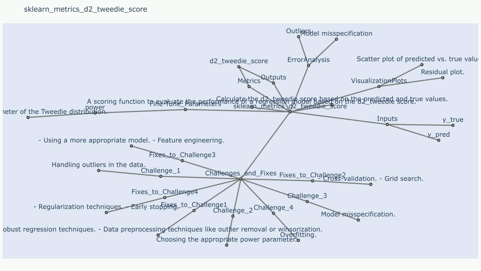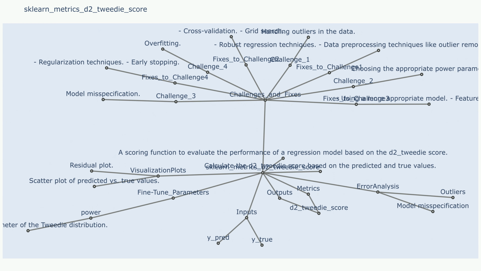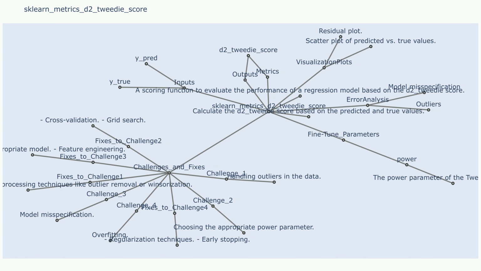Challenges and fixes. Challenge 1: data with extreme outliers might disproportionately influence the metric. Sample use case that resulted in challenge 1: predicting insurance claim amounts where a few large claims heavily skew the data. Fixes to challenge 1. Transform the target variable, e.g. log transformation, to mitigate the effect of outliers. Utilize robust regression methods less sensitive to outliers.